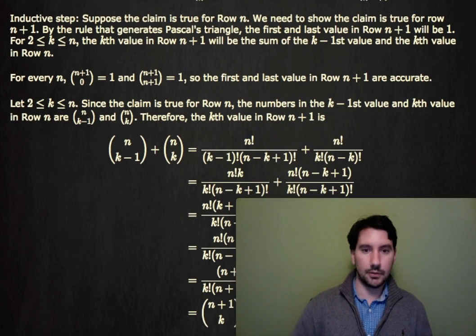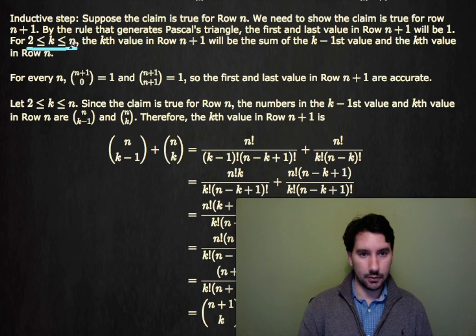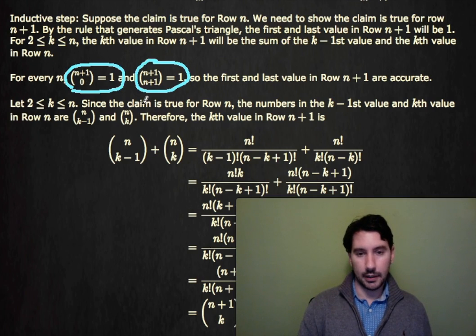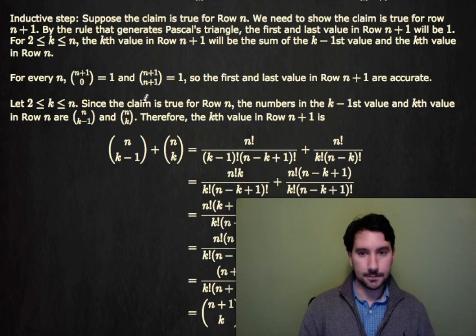And so we're going to suppose the claim is true for row n. And the interesting part to look at really is we want to show it's true for row n plus 1, and we have to check this is true for n plus 1 choose k, where k is between 2 and n. So on the endpoints, we have n plus 1 choose 0 is 1, and n plus 1 choose n plus 1 is 1. That's always the case, and we always have 1s at the end. So those are accurate.